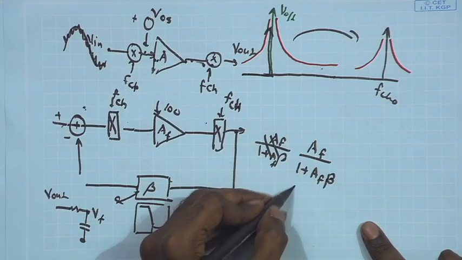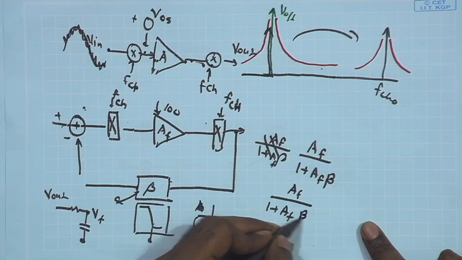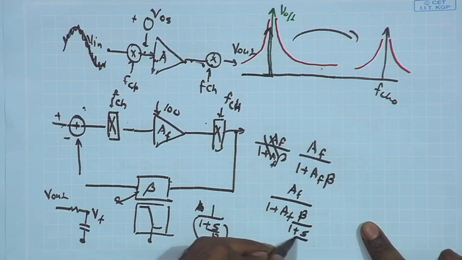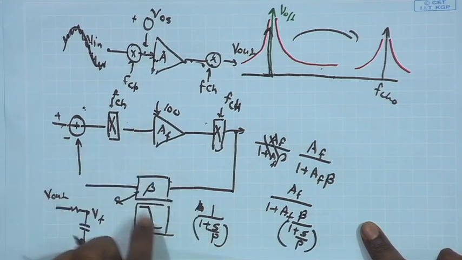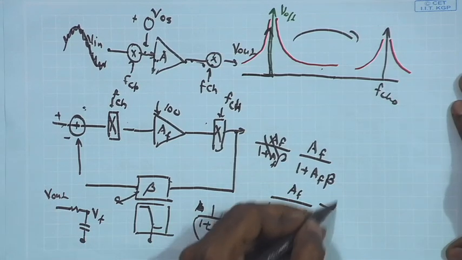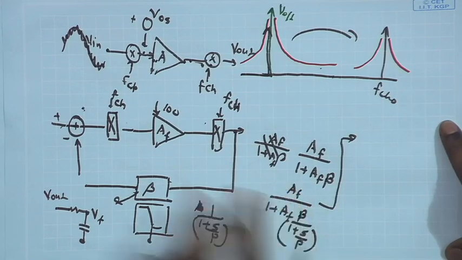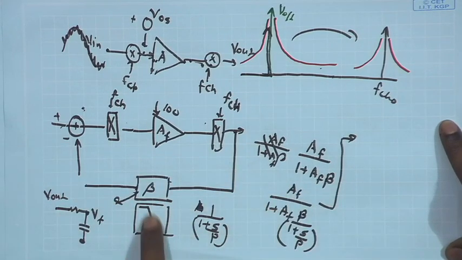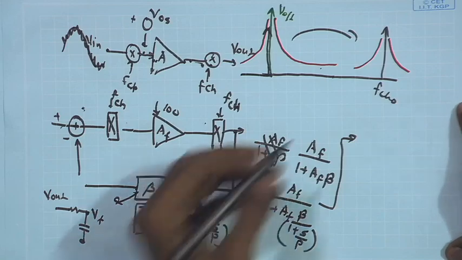As a result, this transfer function will be given by AF upon 1 plus AF beta times 1 plus s upon p, where p is the pole of this chosen feedback network. Now, what is the effect of this pole on the overall transfer function? I am assuming that the AF poles are much higher, so I do not even consider them while considering the effect on this low frequency signal.